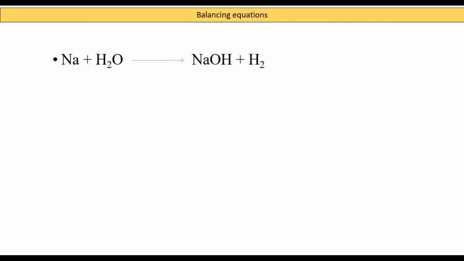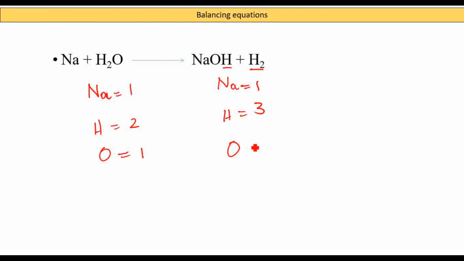Let's try another one. This one now is slightly different. Make sure you pay close attention to this. So sodium is 1, hydrogen is 2, oxygen is 1, sodium is 1, hydrogen is 3. How am I getting 3? 1 plus 2, that gives you 3. Oxygen is giving me 1. So straight away I see that my hydrogens are off. Please note, I'm lining up my sodium, my hydrogen, and my oxygen, so that the one we want to fix now is our hydrogen.